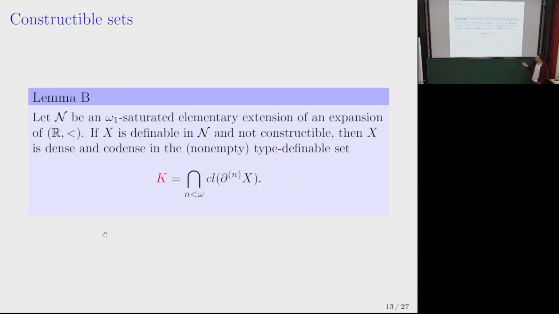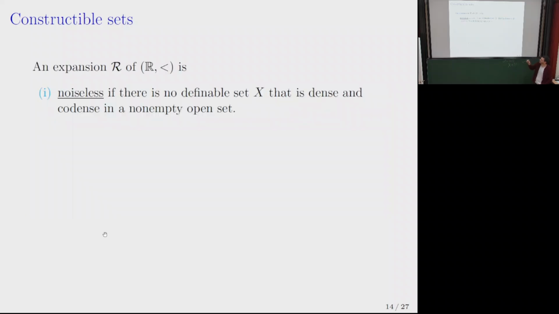So let me give you a few definitions. An expansion of the real line is noiseless if there's no definable set X that is dense and codense in a non-empty open set. Okay, so Q, for example, would be noisy, right? Q is noise, and we don't want noise. The reason it's called noise is because it's visualized as something dense and codense, sort of like signal noise in a television. Let's say. So we don't want noise.